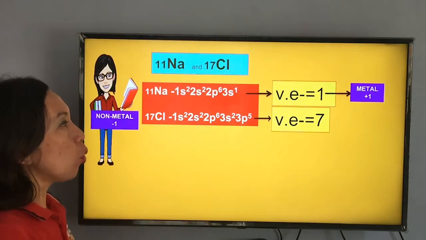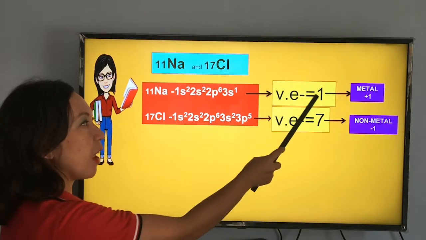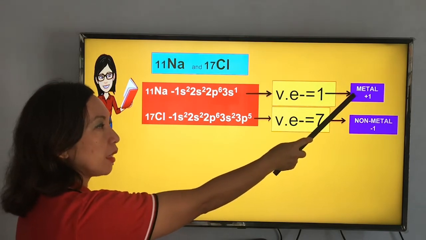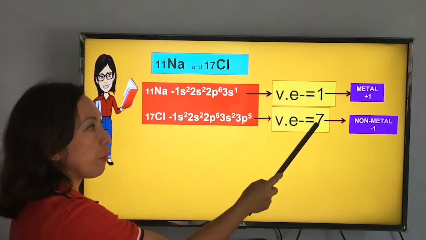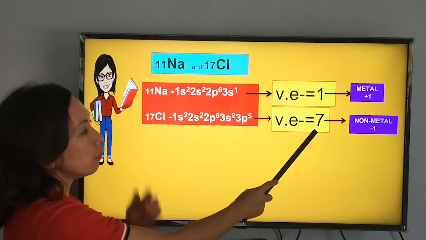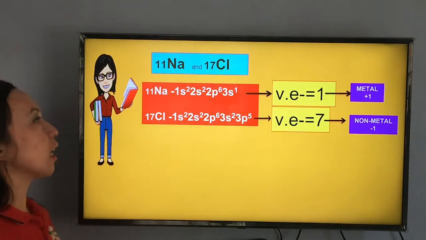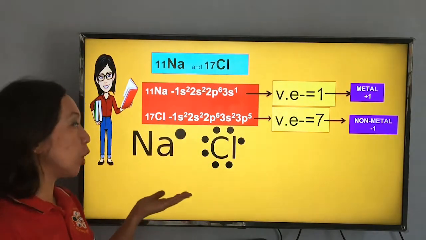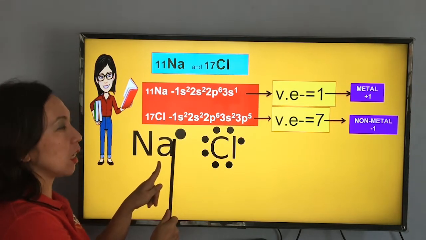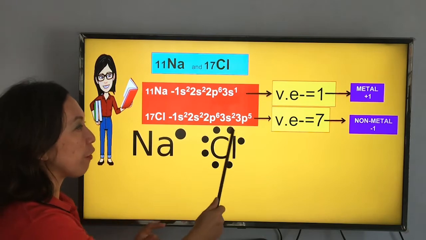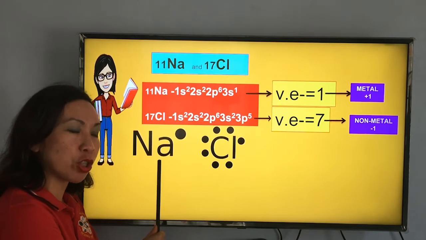After the valence, we will determine which one is metal and which one is the non-metal. Since the valence is 1, automatic it is a metal, so the oxidation number is positive 1. The valence is 7, it is non-metal, so the charge will become negative 1. Okay, next is, I will show to you the Lewis electron dot. Sodium has 1 valence electron. Chlorine has 7 electrons. Ano bang kailangang gawin ni sodium para maging stable siya?